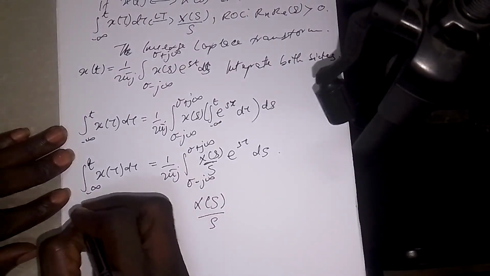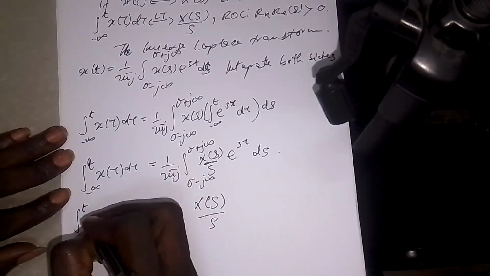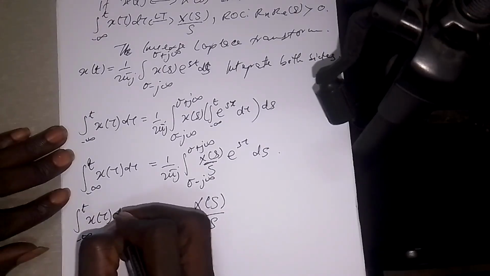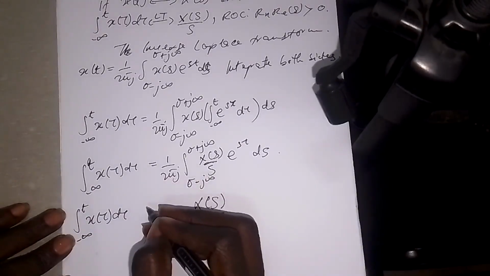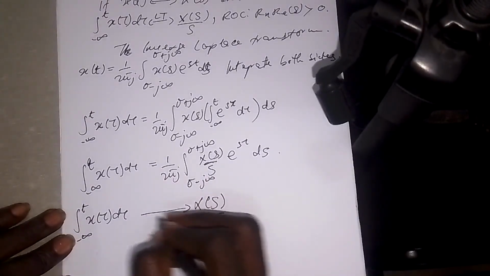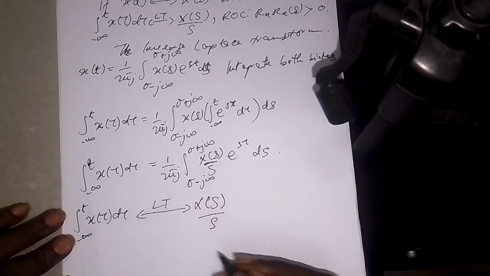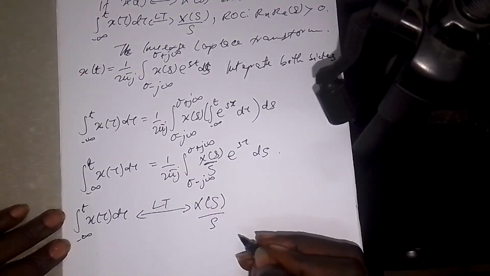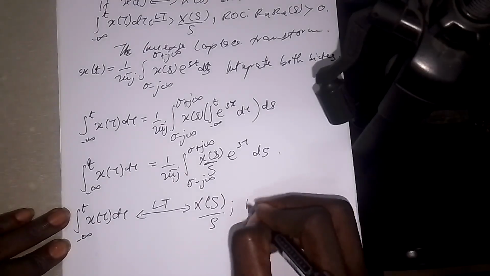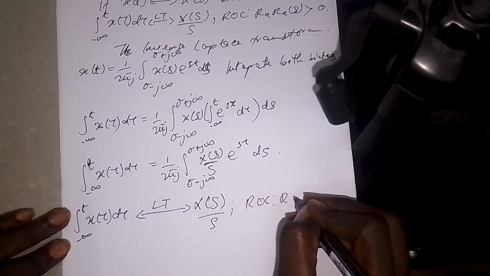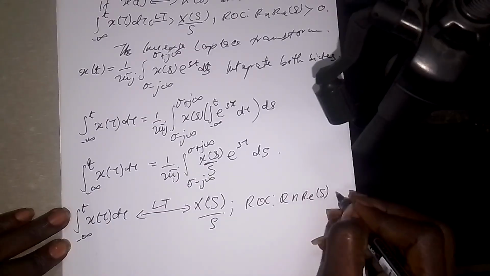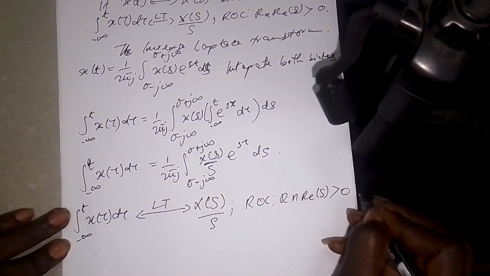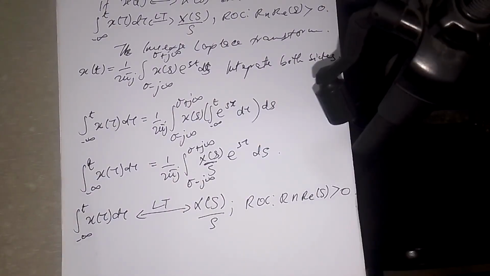So I can write that the integral from minus infinity to t of x of tau d tau has the Laplace transform X of s over s, and my ROC is going to be R intersection the real part of s greater than 0. So basically, it is achieved.